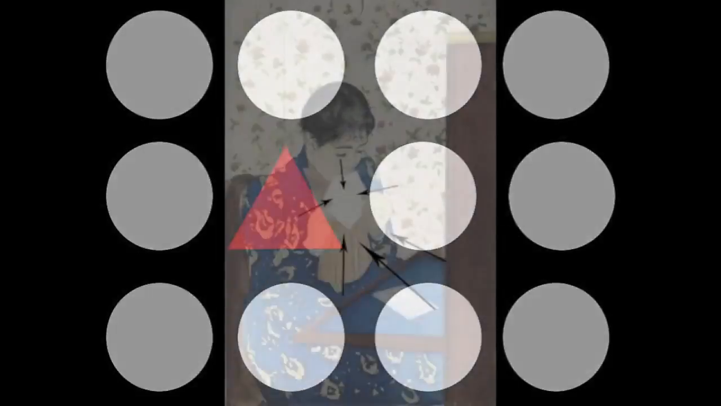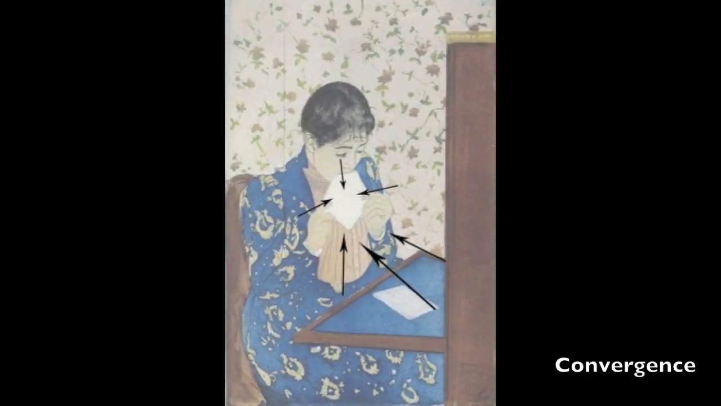Another way to create focal points in drawings is through convergence. Convergence deals with implied lines. In this image by Mary Cassatt, convergence is used to make the envelope a focal point. The implied lines exist on the furniture, the letter on the table, the pattern in her clothing, her fingers, and her eyes that are looking downward.